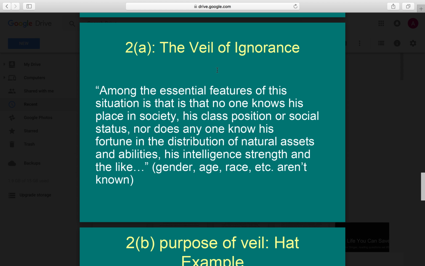Rawls goes on to elaborate upon what persons behind the veil do not know about themselves. One would not know one's own gender, age, race, or anything which could bias one in favor of a particular societal group.